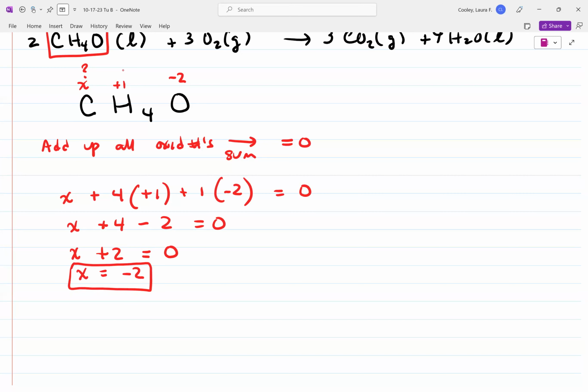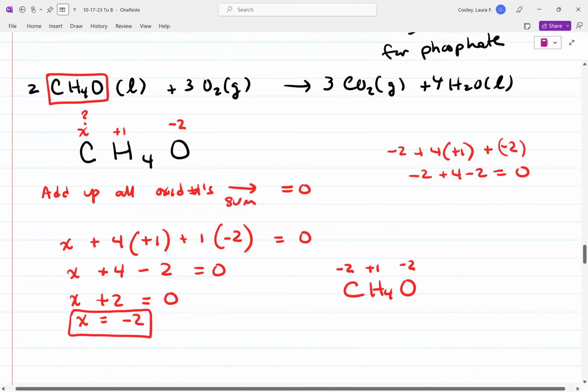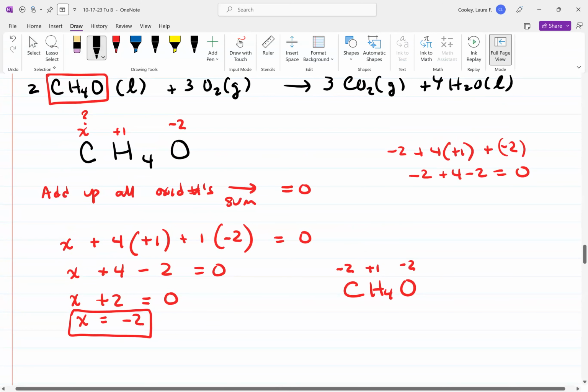So that means that the oxidation number of the carbon is -2. So I have CH4O: -2, plus 1, -2. Notice if you add up 1 times -2 plus 4 times +1 plus -2, that's -2 plus 4 minus 2, which sums to 0, which is how we got the -2 for carbon. So we figured out that the carbon's oxidation number here is -2.